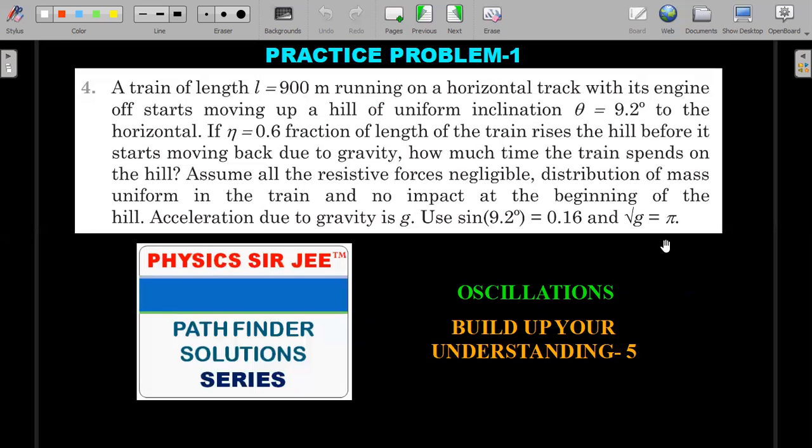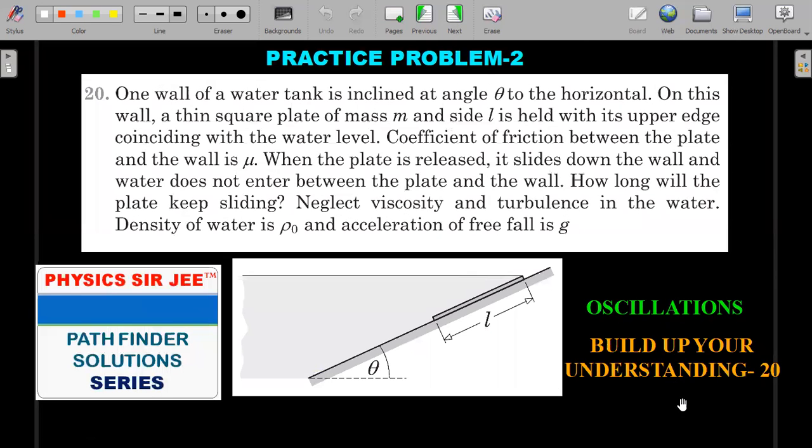I've given you an easier version, so build up your understanding number 5 from the same chapter, a train question. Okay, where time duration is asked, and the second one is the question with the concept of viscosity thrown in. Build up your understanding 20. I'll come up with the solutions for these two problems, again trying to avoid the integration and trying to be slightly more logical in building the effective SHM. Okay, so I hope you'll be ready for those by giving it a fair try.